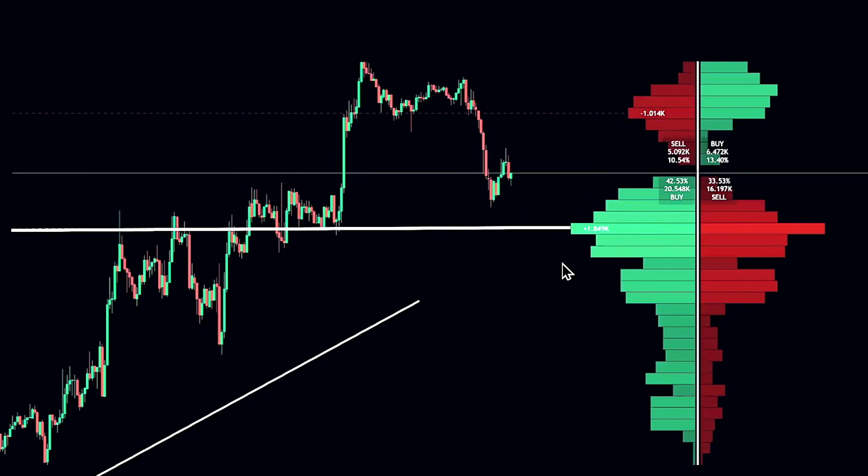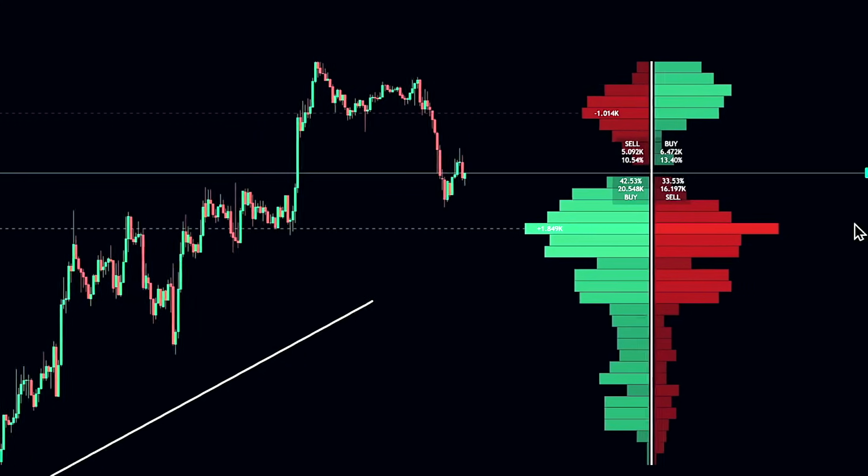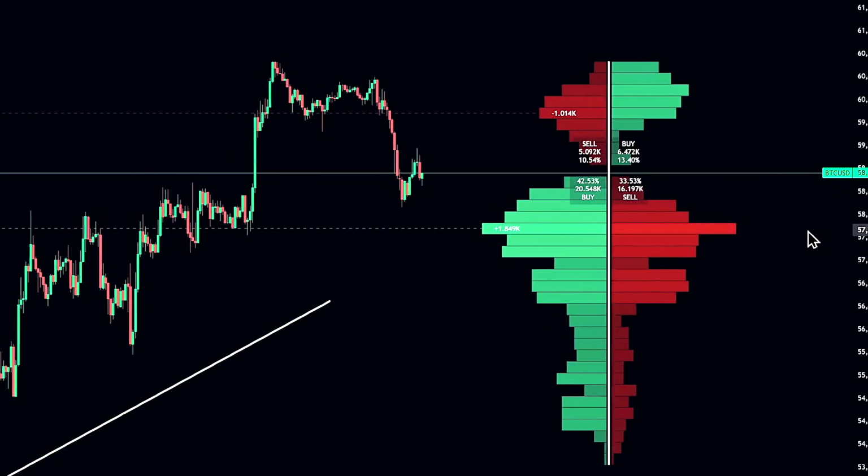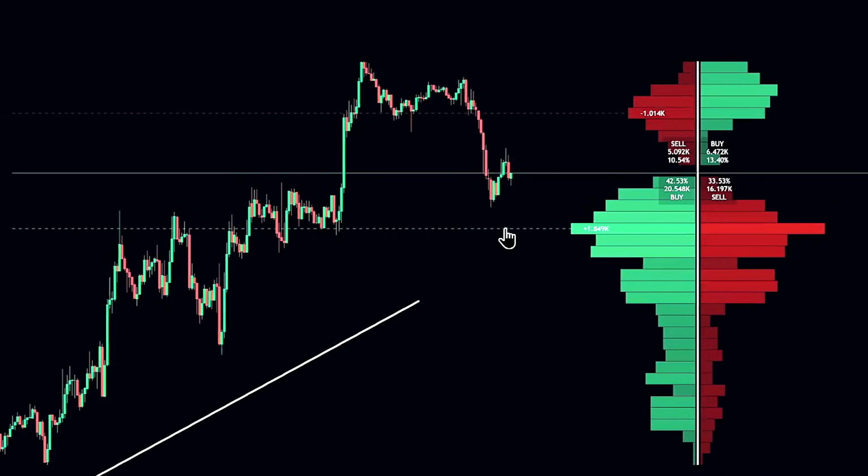At the moment, the indicator is telling us that this zone marks the highest concentration of buying activity and it lines up with this Bitcoin price level. Over the last 200 candles, this is where the most buy orders were placed. If price comes back down and retests this level, I'm going to be looking for a long position.